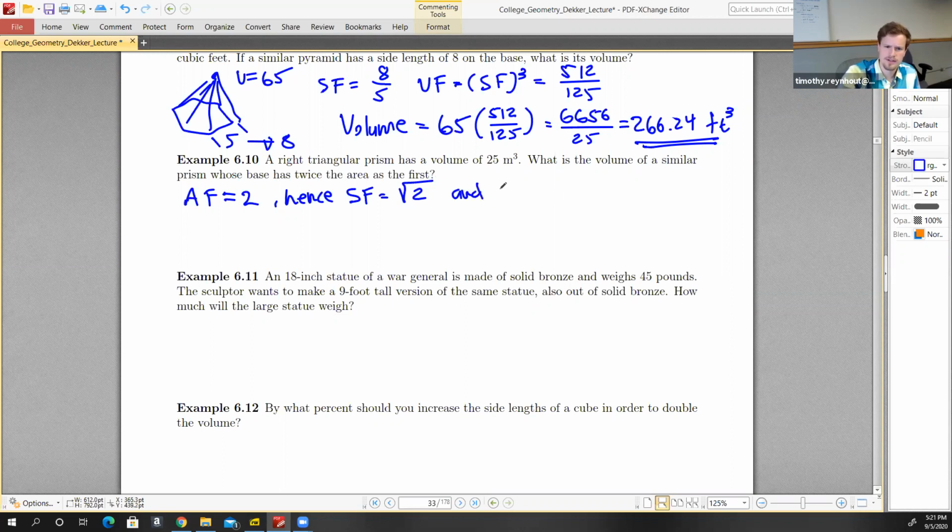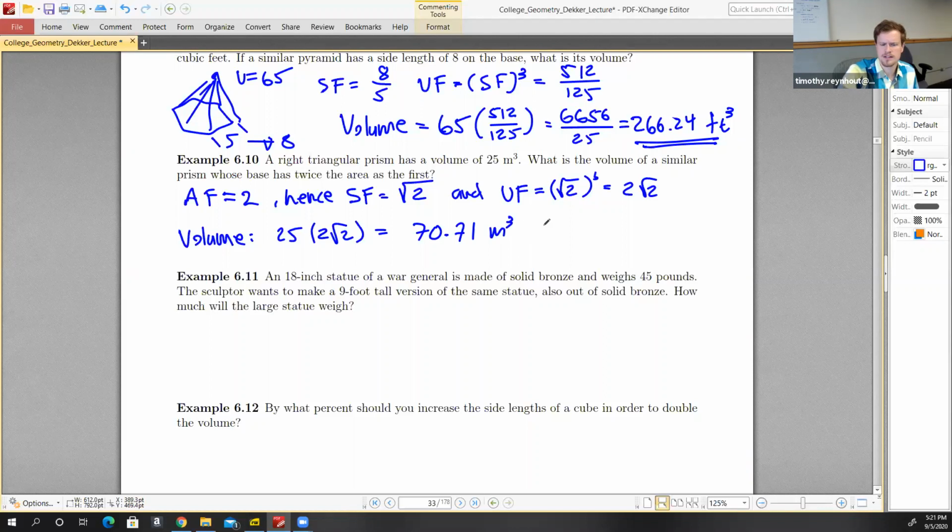And the volume factor would be equal to the square root of 2 cubed, or 2 times the square root of 2. So we can calculate the volume to be 25 times the volume factor of 2 times the square root of 2, which is 70.71. And that's, of course, cubic meters. Yes, excellent.